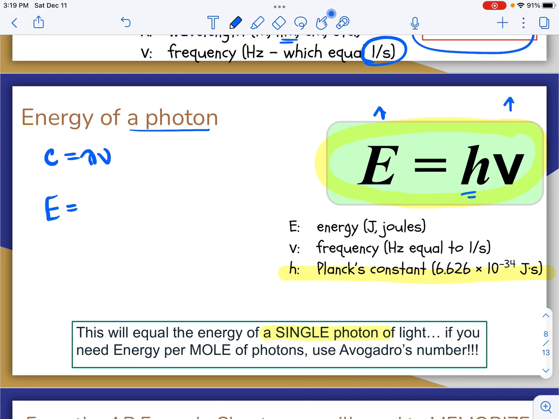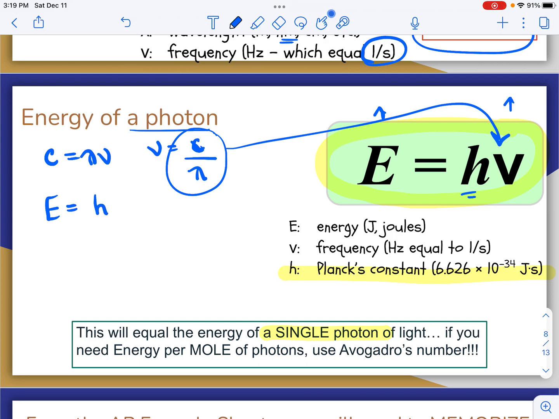If we solve speed of light for frequency, that gives us C over wavelength, which we can substitute into the formula for frequency to give us E equals H times C over wavelength. You can memorize this formula as well, or you can do your calculations in two steps if you're given frequency and asked for energy.